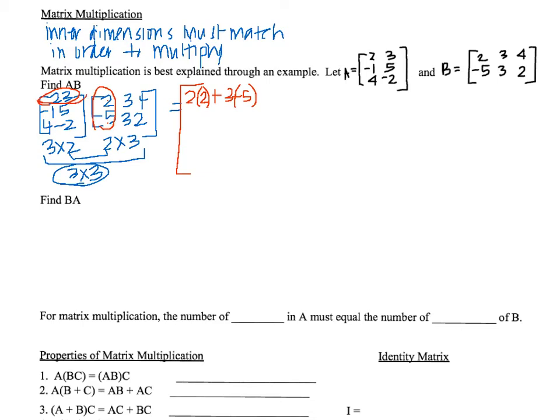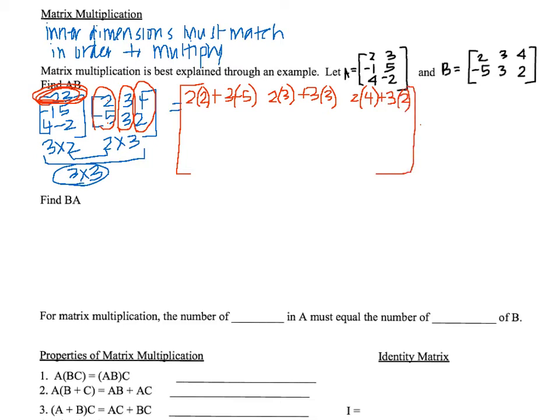And then I do it again. I take row 1, column 2, because I need the element in 1, 2. So I take 2 times 3 plus 3 times 3. And then I go one last time. Row 1, column 3 to get element 1, 3. So 2 times 4 plus 3 times 2.